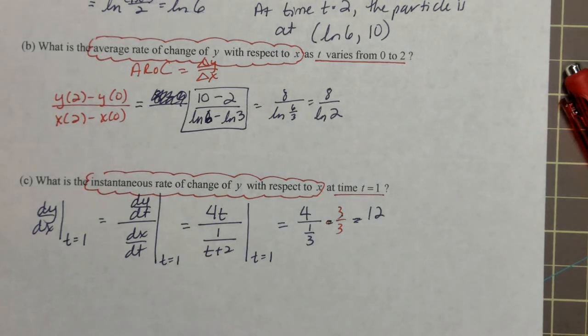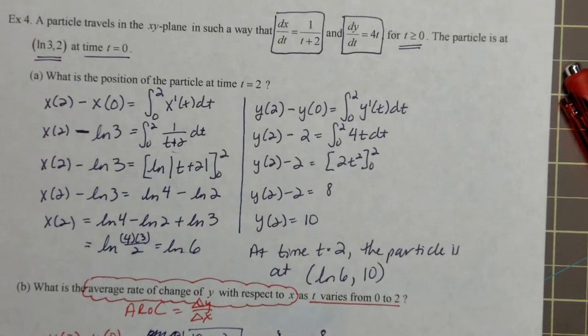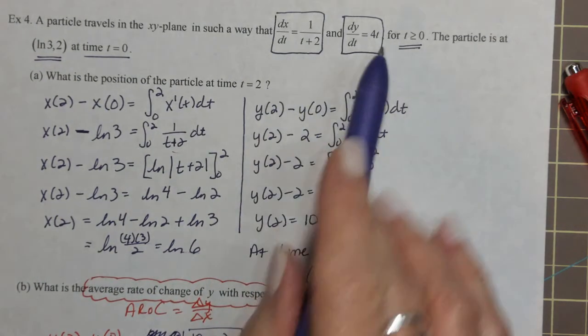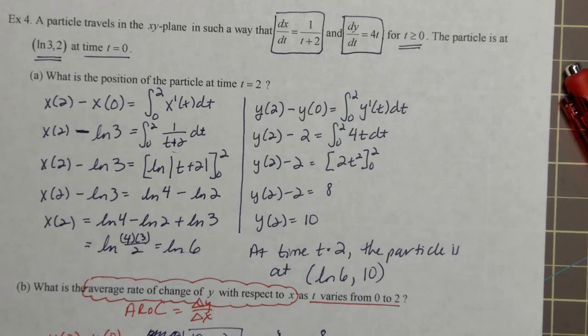Okay, so that is the basics, day 1 of parametrics. We only dealt with dy/dx, the second derivative, and finding a point given the dx/dt and dy/dt. Tomorrow we go on to more fun.